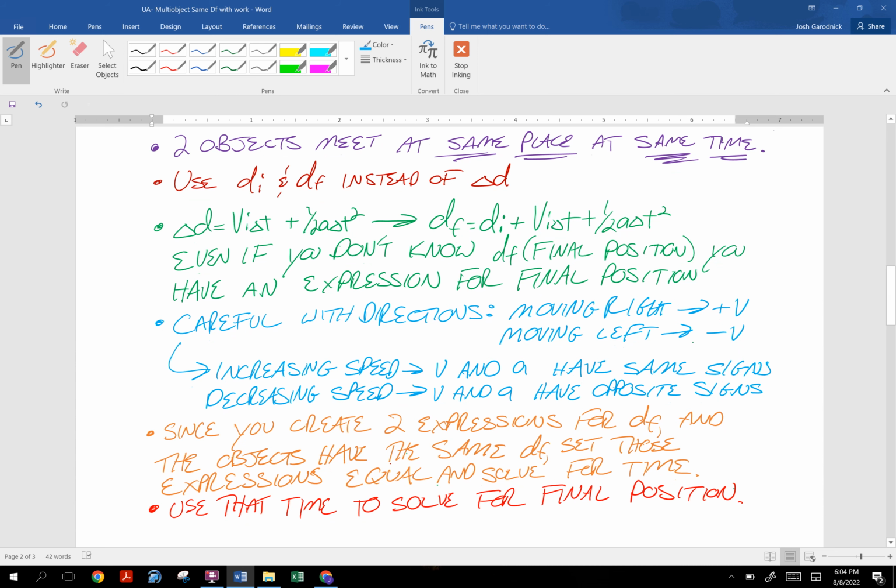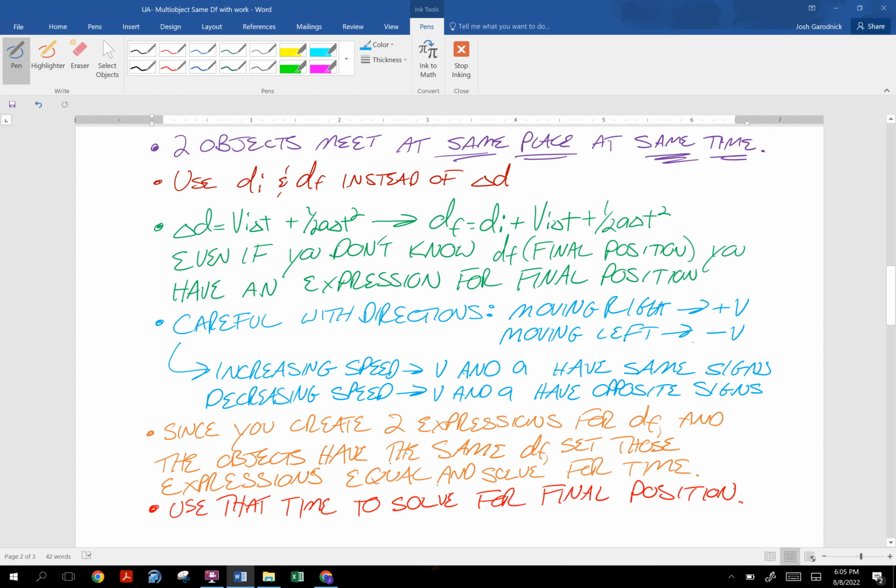So in summary, this is a two object problem where they meet at the same place at the same time. We've done problems before where they're two objects, but they don't meet same place, same time. Maybe how long do you wait for your friend? Or how much farther ahead is this person? But this is same place, same time. Usually phrased where and when will they meet? And again, we used the initial and final position instead of delta D.